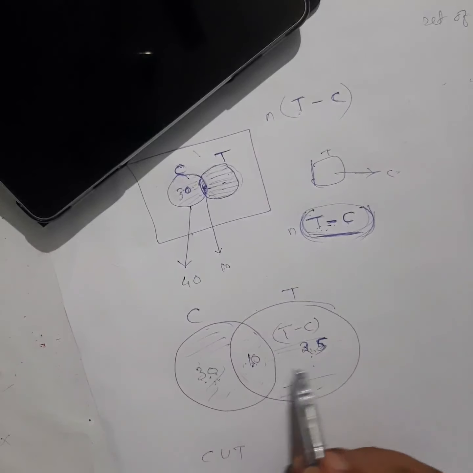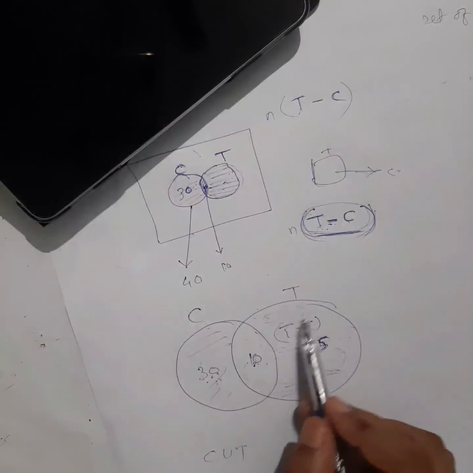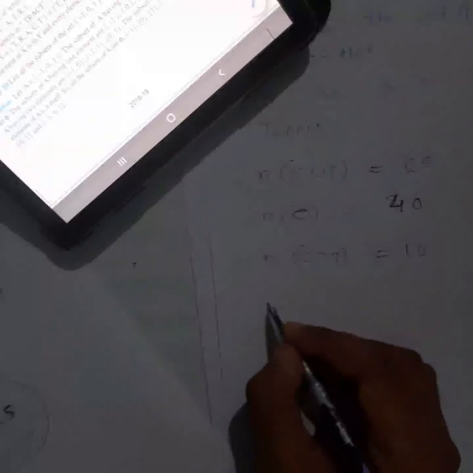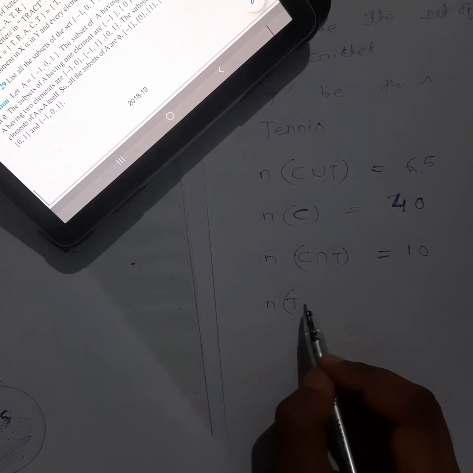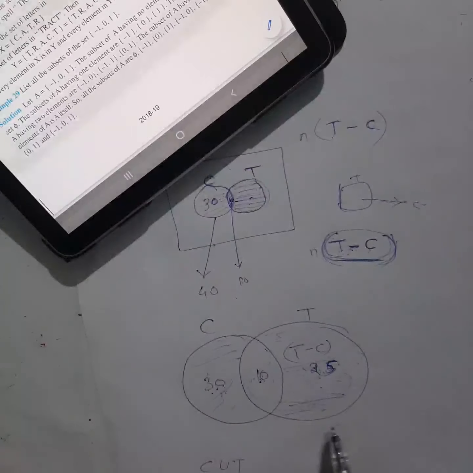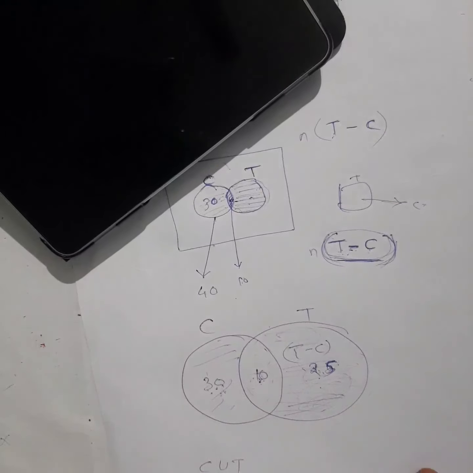These are the people who like only tennis, not cricket. They play only tennis. You can see this region, right? So we have to find this one. You have to find the set of people who like only tennis but not cricket, right? So what we have to find is those people who play tennis but not cricket. Means from the set of people who play tennis, remove those people who also play cricket. So you will get people who play only tennis.